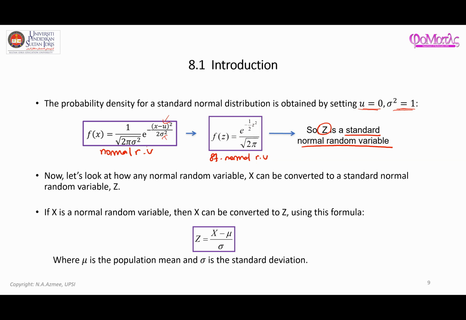In terms of practice, x can be converted to z if you use this formula. Any values of x can be converted to z using this formula, which is x minus mu over sigma. So mu here is the population mean and sigma here is the standard deviation. And we're going to use this a lot when you try to solve probability questions related to normal distribution.